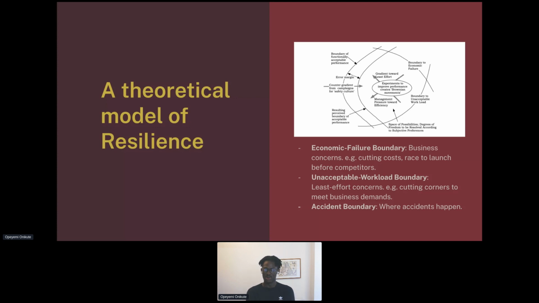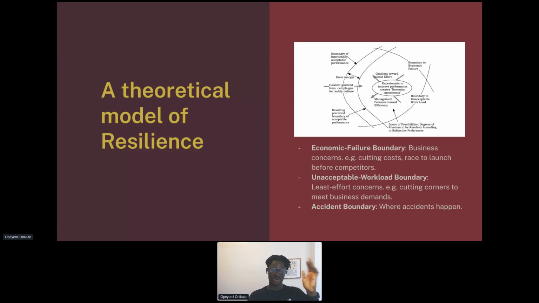The unacceptable workload boundary, for the purposes of this talk, is engineering concerns. So engineering wants to have a lot of outputs without making a strong amount of effort, right? Just to save engineering time, and especially if you have hiring problems. And then the accident boundary is where accidents happen.